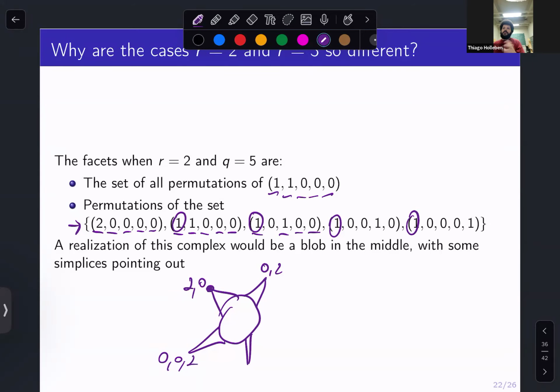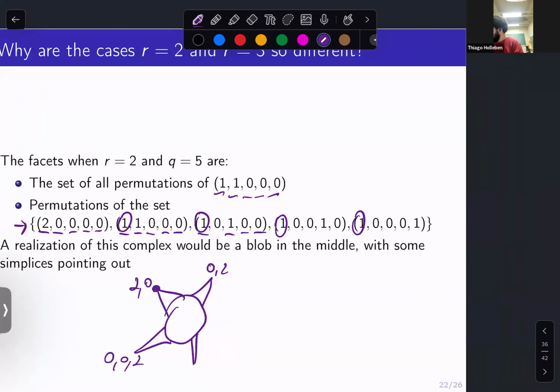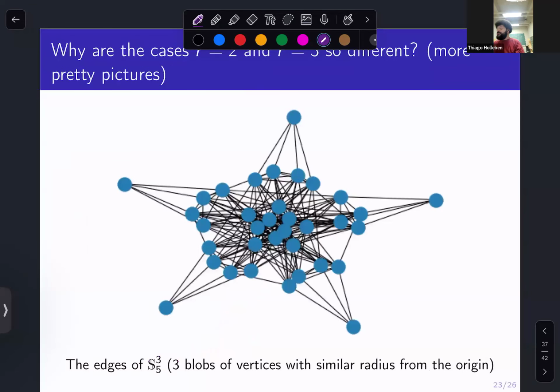This is the picture of the complex, okay? And now here's a picture of the edges. I won't draw everything, but of the edges for S3Q. So now the third power. And again, it looks like there is a blob here, right? There's like a big blob in the middle and the pointy things. But that's not the actual structure of the complex, which is kind of the problem.